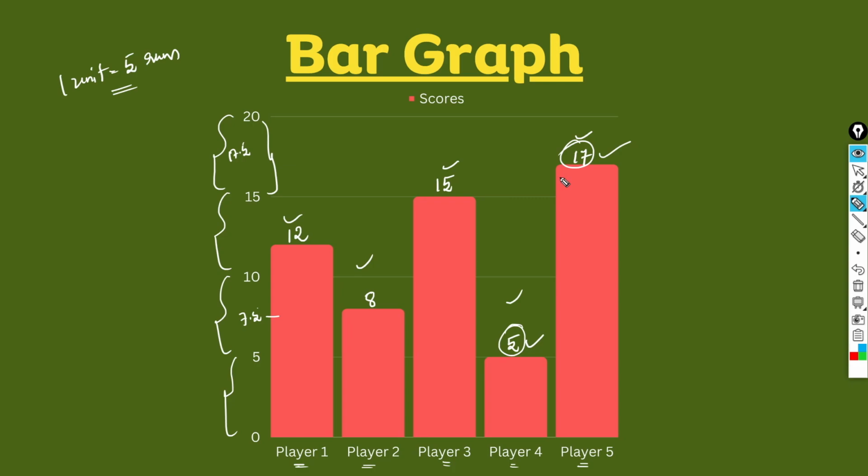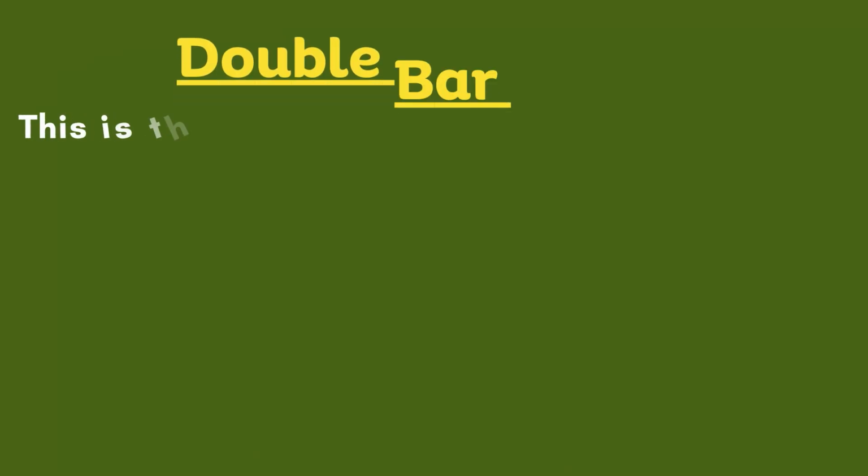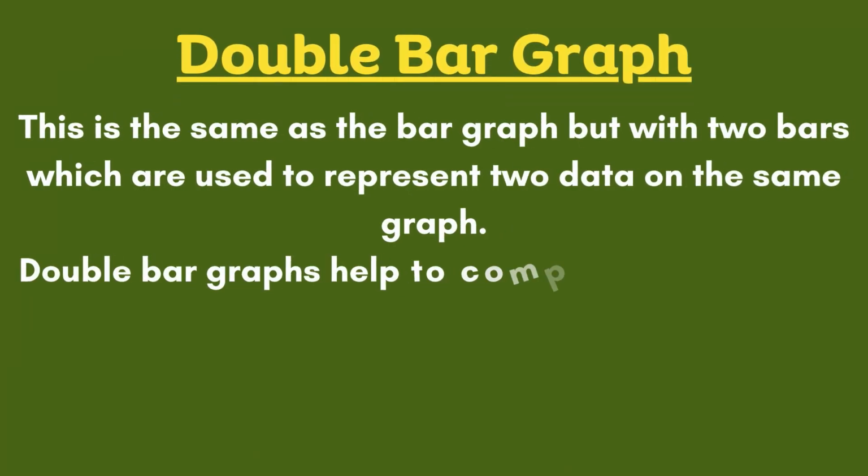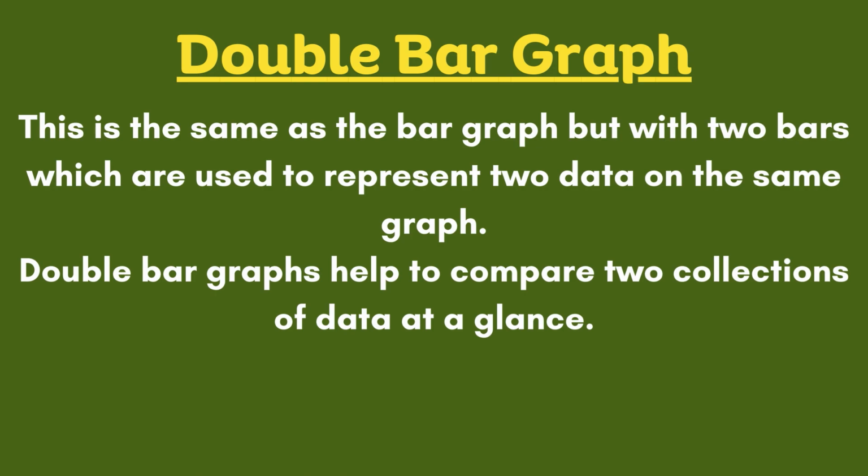Now we'll see double bar graph. Double bar graph is the same as a bar graph, but a double bar graph will have 2 bars. These 2 bars are used to represent 2 sets of data on the same graph. The purpose of 2 bars is to compare 2 collections of data at a glance. So for comparing purposes, we use 2 bars and this is called a double bar graph.